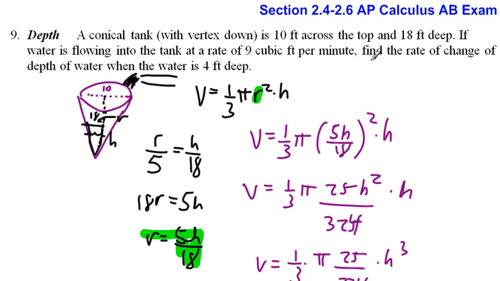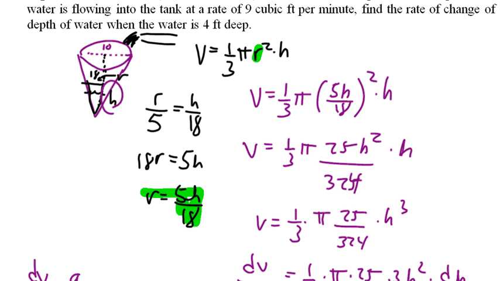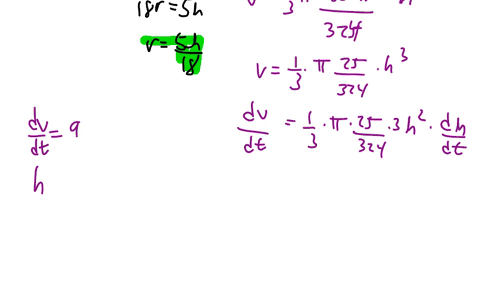And we're also told to find the rate of change of the depth of water. See, depth is the same thing as our height when the water is 4 feet deep. So that means that they tell us that our h is 4. So I can replace dv dt with 9 and replace h with 4. And that means we're going to solve for our dh dt. So a lot of plugging in.